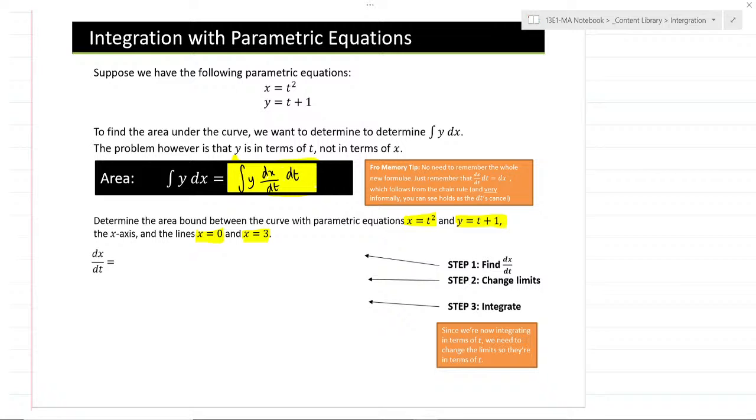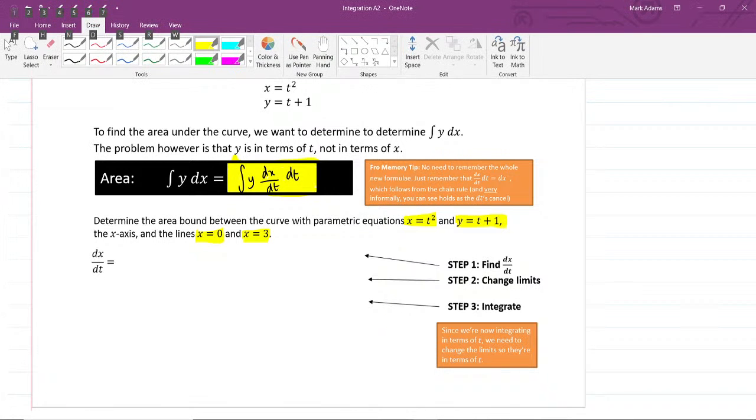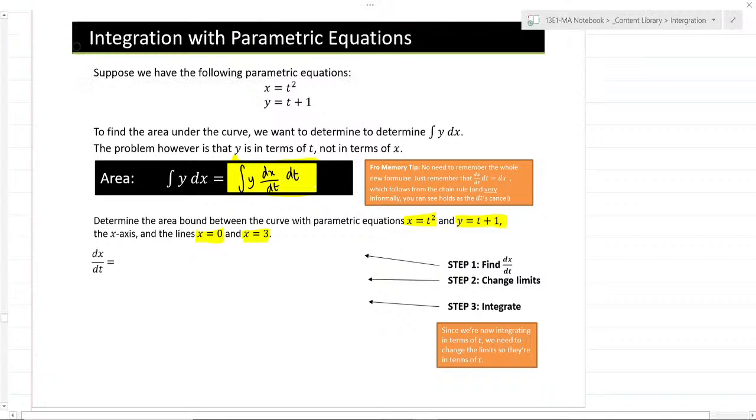Now, the problem with that is our limits are in terms of x. We need them to be in terms of t, so we also need to change our boundaries as well. Okay, so actually the first thing I'd probably do here for this one is change my limits. So we know that x is equal to t squared, so t is going to be equal to the root of x.